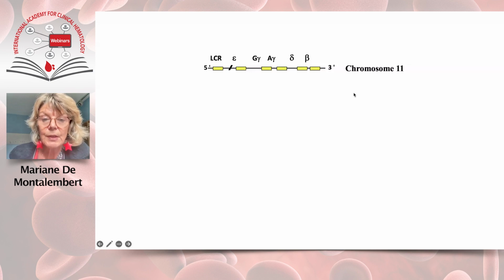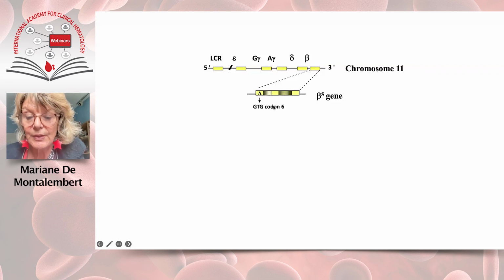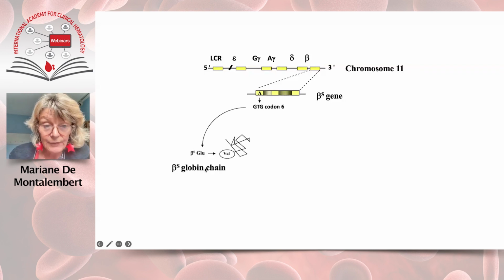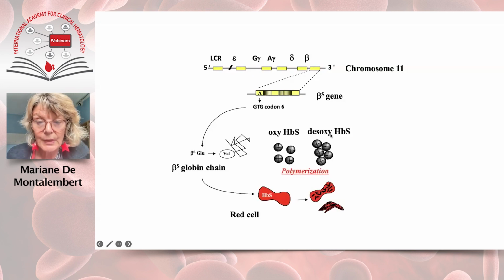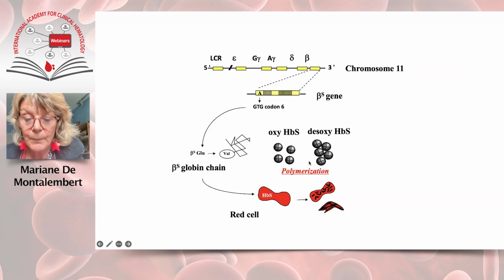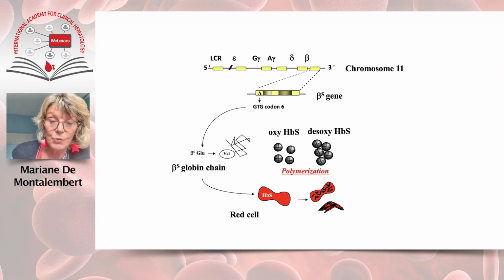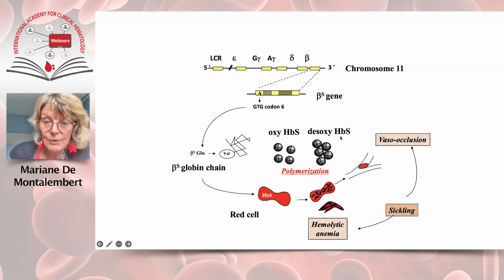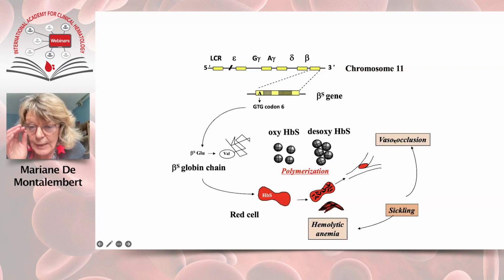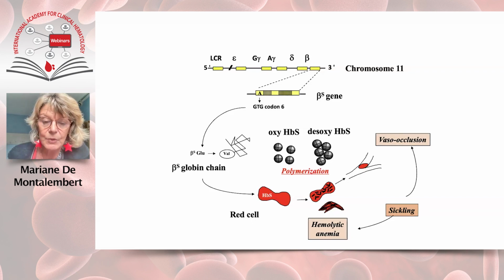You know that the beta gene is on chromosome 11, with a mutation giving rise to the beta S gene, and to the production of beta S globin chain. This chain has a hydrophobic motif, and hence, in deoxy conditions, there is a polymer of beta S globin chains which are tied together to protect the hydrophobic motifs, and the polymer of deoxyhemoglobin S gives rise to vaso-occlusion, sickling, and hemolytic anemia.